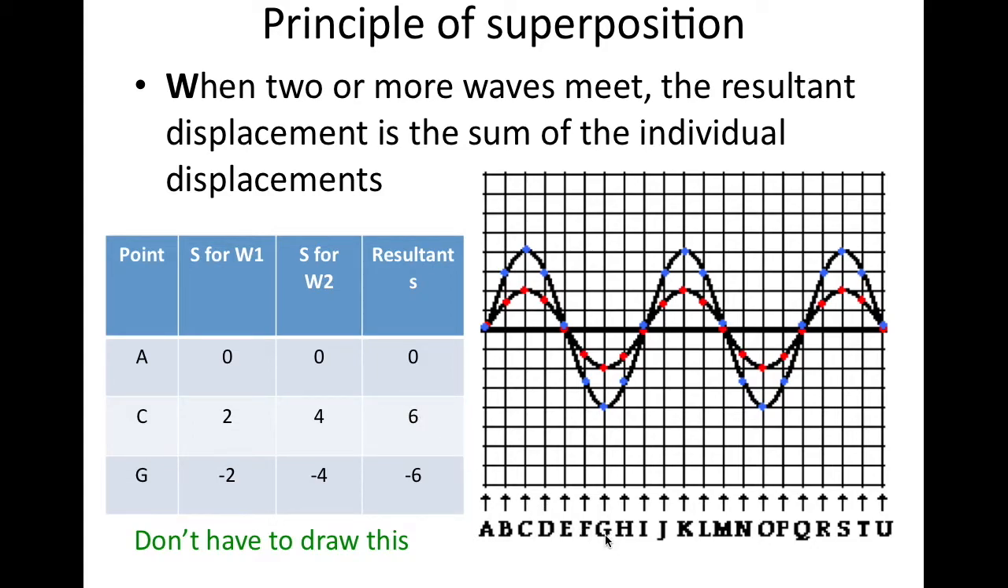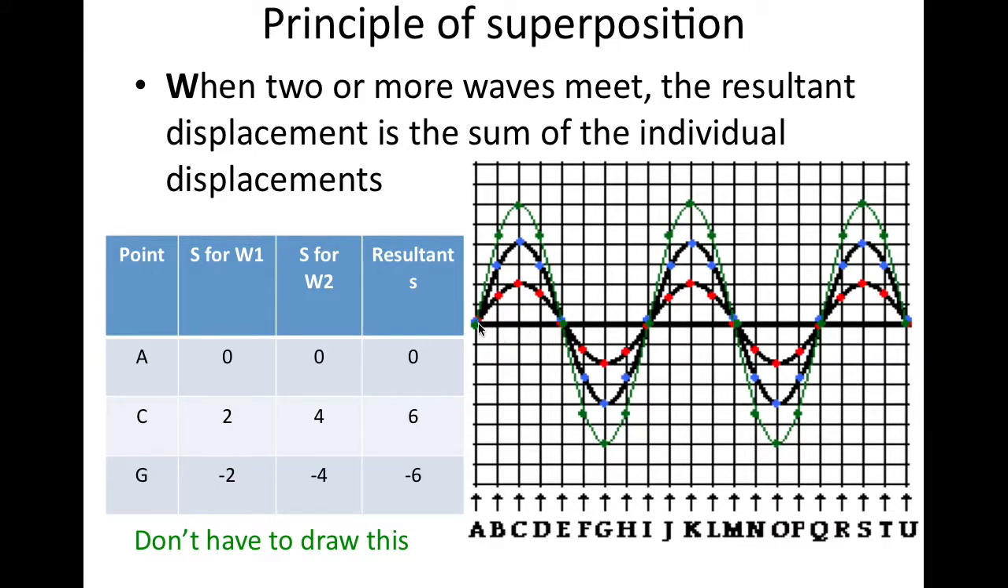For point G, we have a displacement for wave 1 as being -2 and for wave 2 being -4. Therefore, because they are both in the negative direction, we add them and we get a -6. When you plot all of these points after finding all of the sums of each parts of the points down here from A through U, you should be able to get a new graph. And this shows the resultant displacement when both waves 1 and 2 superimpose.